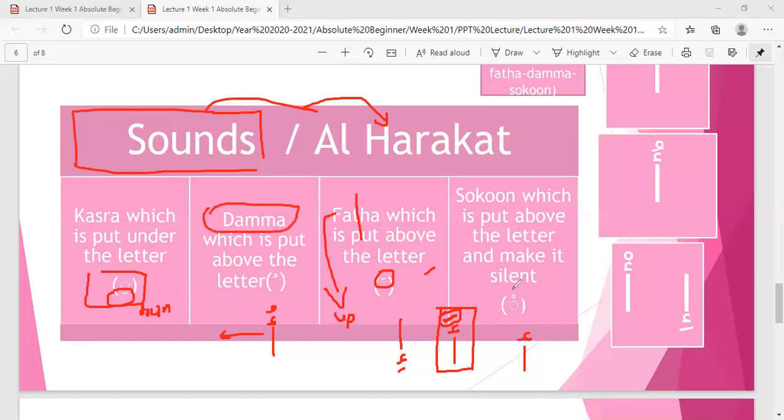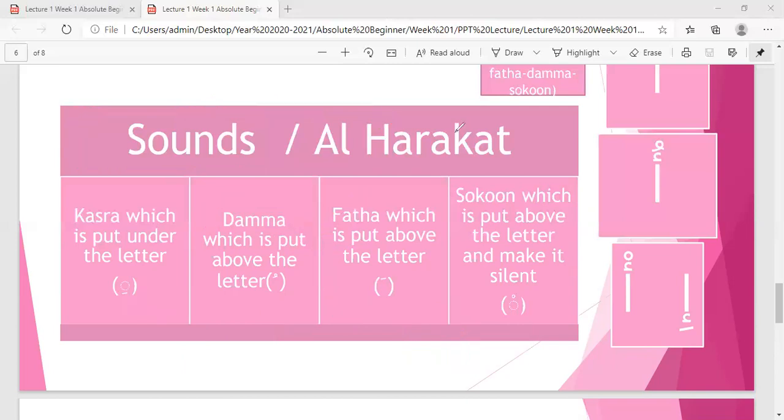Now, the last one is sukun, which is a small circle. When you put it above the letter, we call it sukun. The role of this sukun is that it makes the letter silent. You don't pronounce a, u, e. Say it. You listen, I'm saying it at the end, okay?